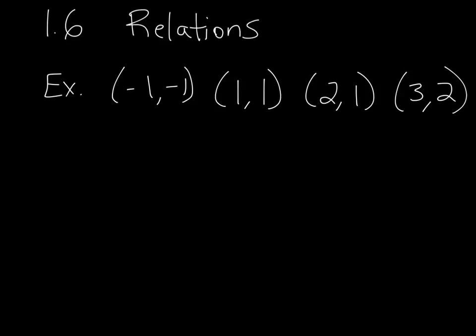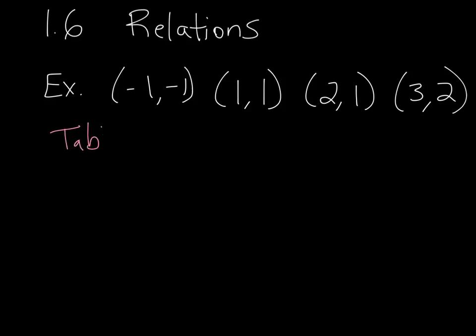All right, in chapter 1, section 6 is the section on relations. What we're going to do is be given a number of ordered pairs, so a number of points, and they're going to ask us to do a couple of different things. The first thing we're going to do is called a table.